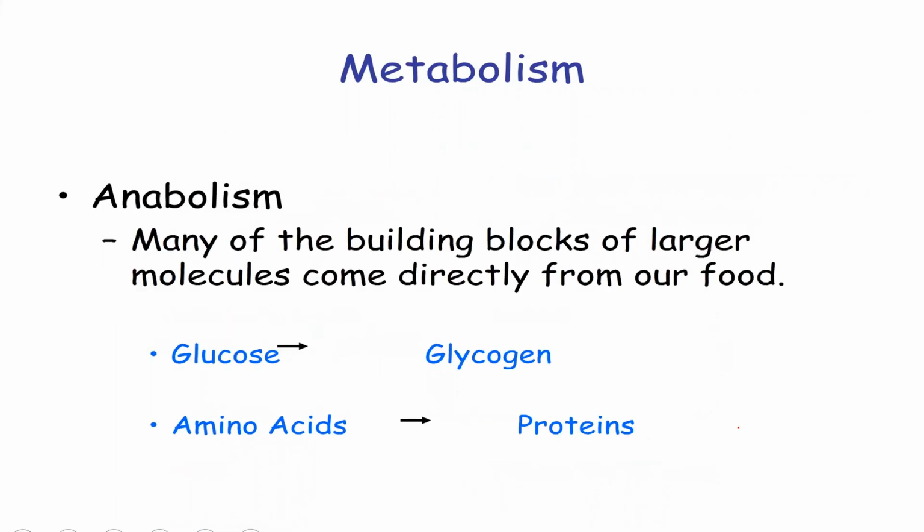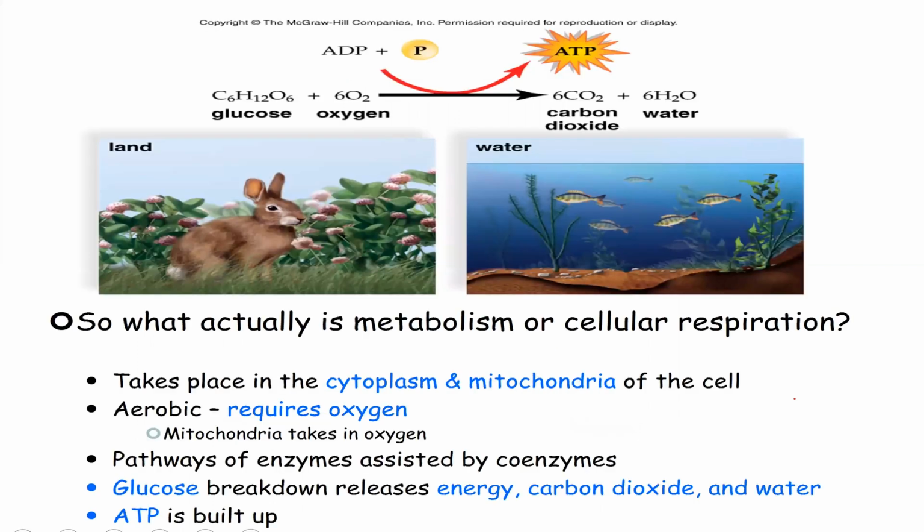We also have anabolism as another type of metabolism. This is when we build up things, okay? So glucose is going to make glycogen. Remember, glycogen is a storage form in humans. It stores energy for us. And then amino acids are going to come and make proteins. So those are the two types of metabolism.